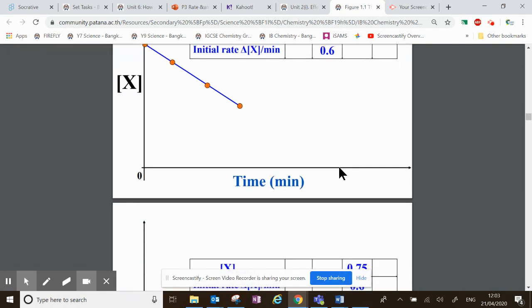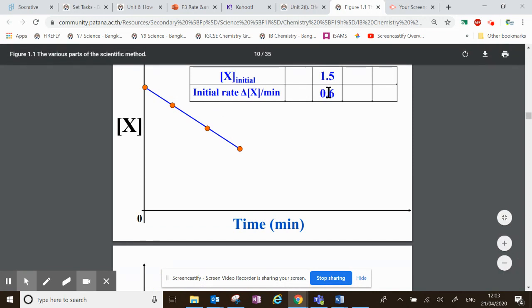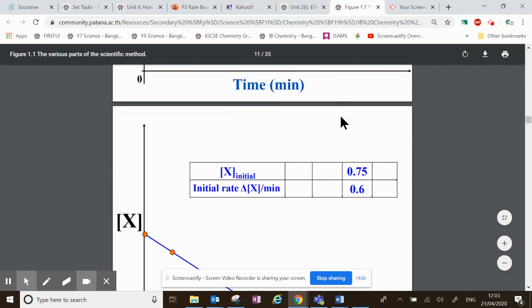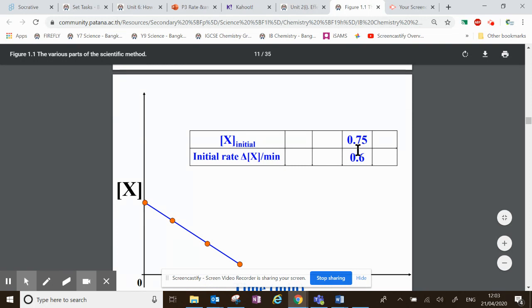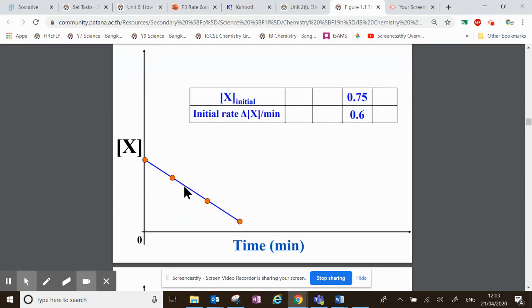And then a third experiment, perhaps. We halve it again. So half of 1.5 is 0.75. So we've halved the concentration again, and that's what the data looks like. We don't need to let it run until the reaction is complete. So we've got the initial gradient of the line here with an initial concentration of 0.75.